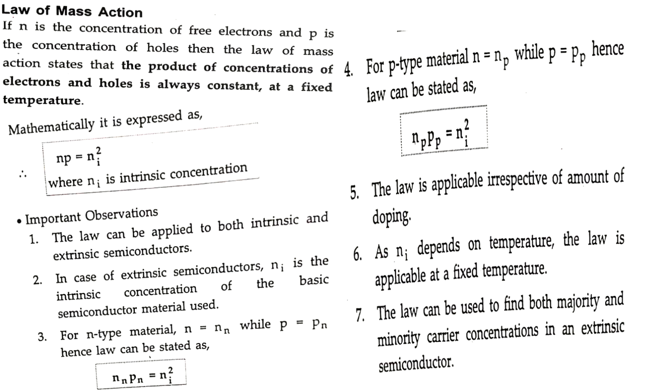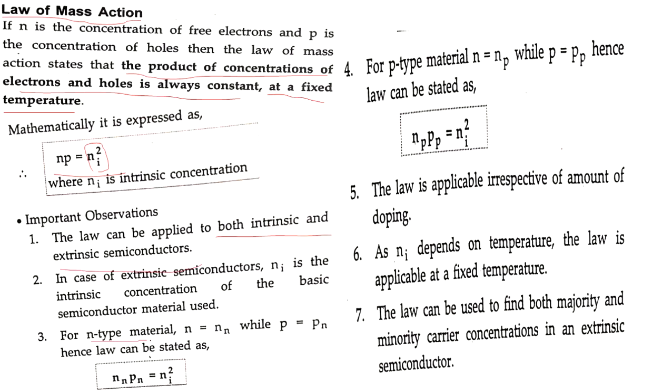Next, we are going to see the law of mass action. The definition is that the product of the concentration of electrons and holes is always constant at a fixed temperature, which is expressed as np is equal to ni square, where n is the concentration of electrons, p is the concentration of holes, and ni is the intrinsic semiconductor concentration. This law can be applied both for intrinsic as well as extrinsic semiconductor.